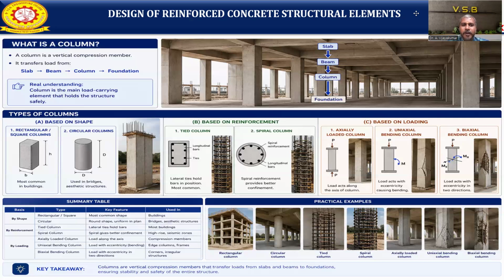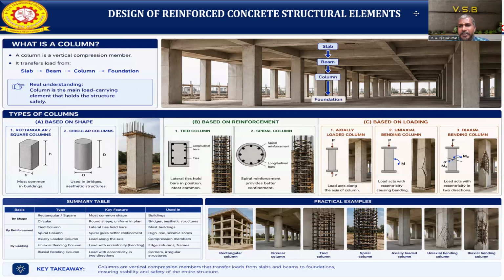Then for architectural purposes, mainly in bridges and other structures, we can use a circular column. These are the commonly used shapes. Other than these, we can make polygon shapes and other shapes based on customer requirement. Then, based on the reinforcement, it can be a tied column or a spiral column.